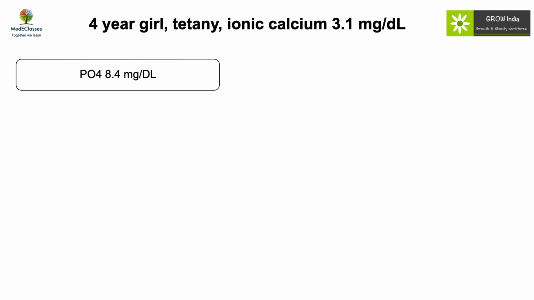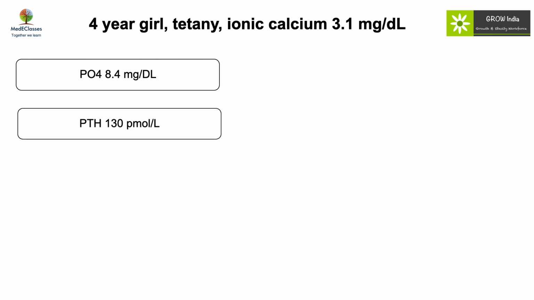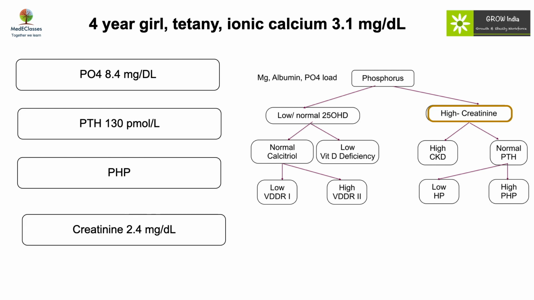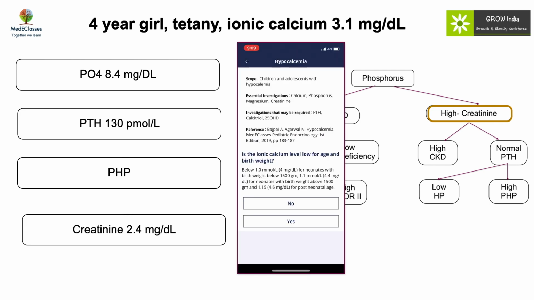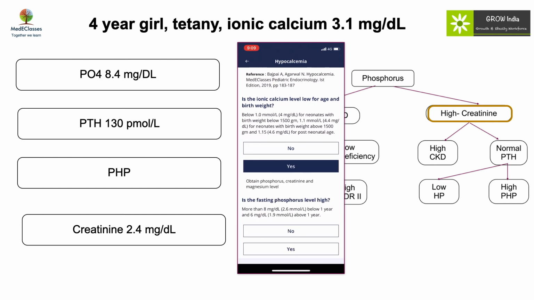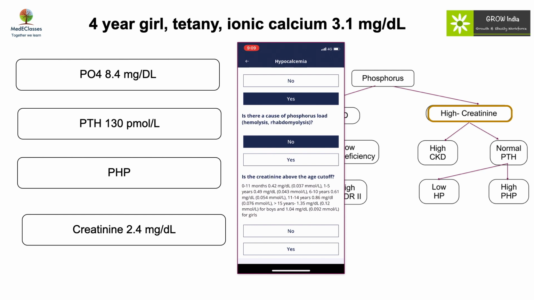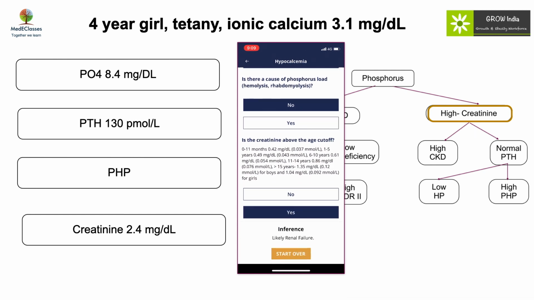A 4-year-old girl with tetany, ionic hypocalcemia, and very high phosphorus levels. So hypocalcemia, hyperphosphatemia, PTH high, somebody diagnoses pseudohypoparathyroidism. But if we go by our algorithm, the most important thing in somebody who has hypocalcemia and hyperphosphatemia is to do a creatinine level, which was high. So it's extremely important to understand that if you have hypocalcemia with hyperphosphatemia, always look at the possibility of renal failure, because that will be the first thing in that situation.